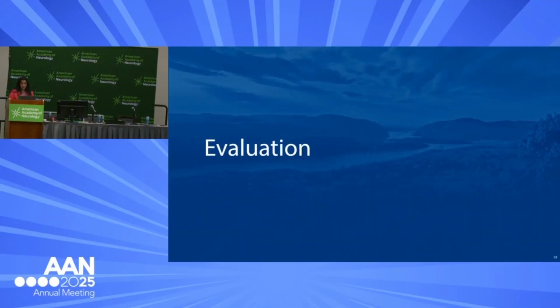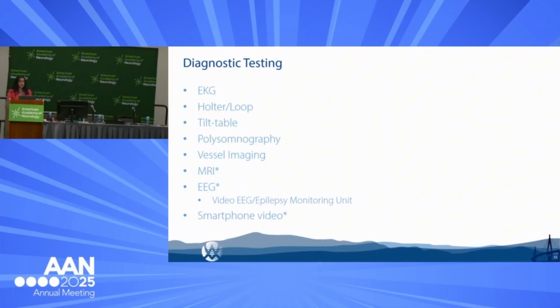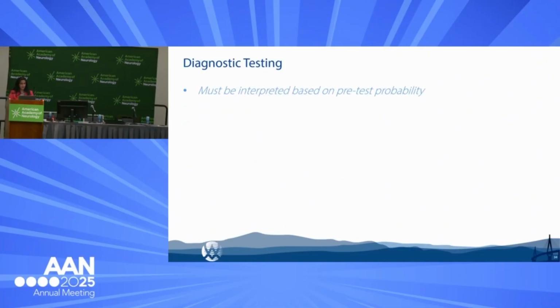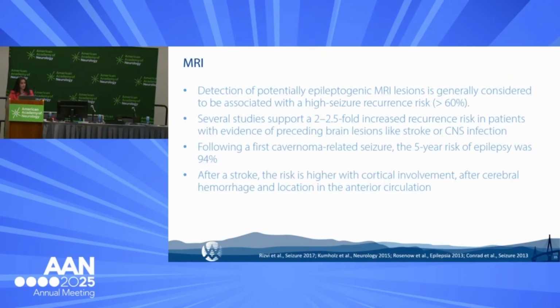And for the evaluation, the things you may consider depending on your differential may include EKG, Holter loop, tilt table, polysomnography, vessel imaging, and then we'll talk a little bit more about MRI, EEG, and now smartphone video. So remember that with any diagnostic testing, you want to interpret it based on your pretest probability. So let's start with MRI.